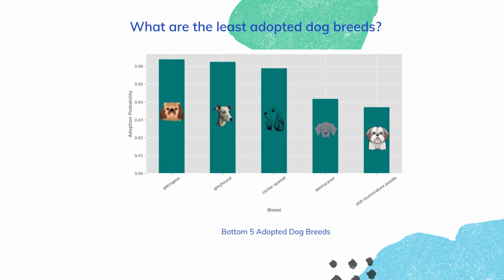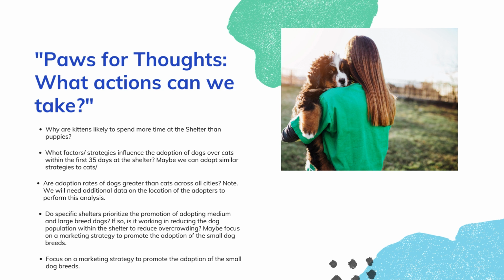So next we ask, what are the least adopted dog breeds? You can clearly see that the smaller dog breeds are the least adopted, such as the Greyhound or Cocker Spaniel, even the Poodle. It gives us some insight into where we can focus our efforts going forward in adoption programs or campaigns. So this is a great time to pause for thoughts.